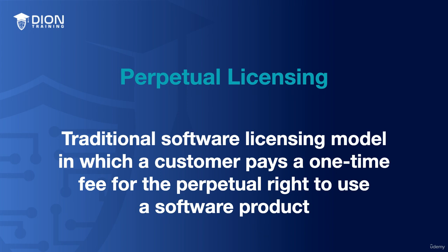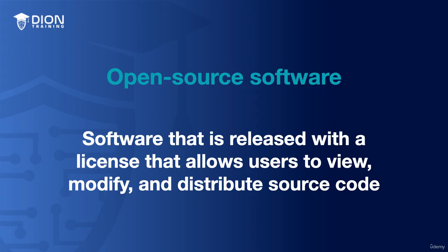Now, open source software is a type of software that's released with a license that allows your users to view, modify, and distribute the source code itself. This means that any user can access and modify the underlying code that runs on these cloud-based servers and services, and then they can use that to build and deploy their own custom solutions too.